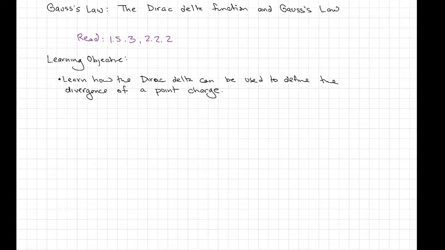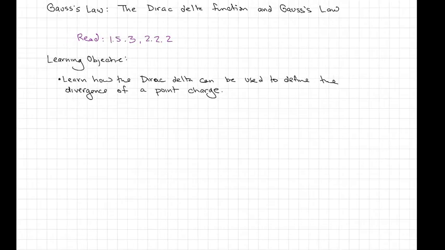Okay, let's do the last little bit for the week here. We just talked about the Dirac delta function. Now we want to actually use it to solve the problem that we had with Gauss's law and taking the divergence of a point charge, for example. The learning objective is to learn how the Dirac delta can be used to define the divergence of a point charge. Let's remember where we left off.